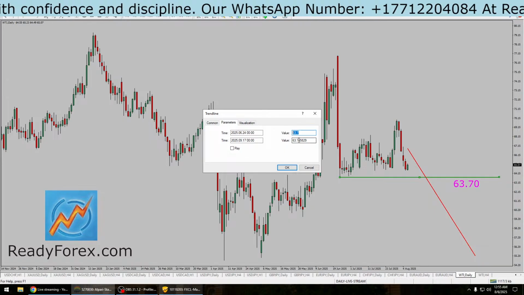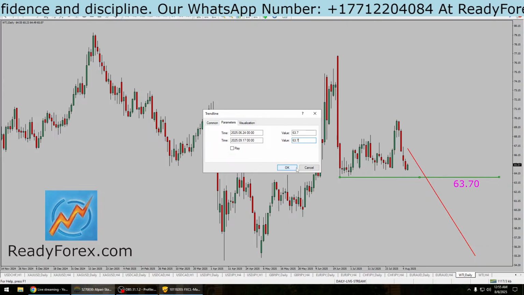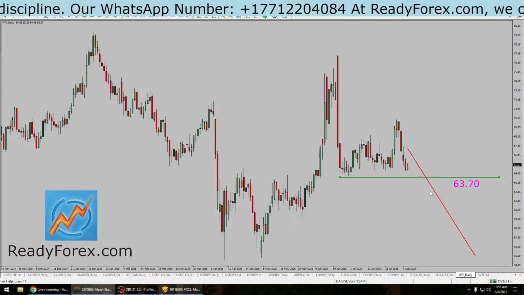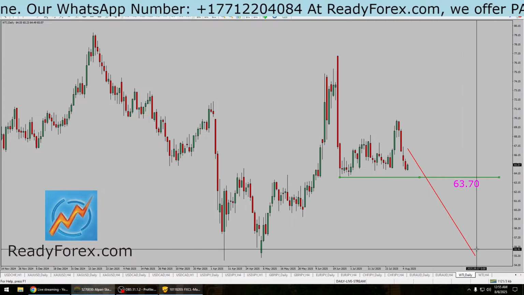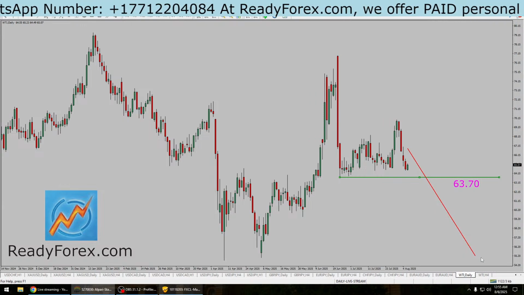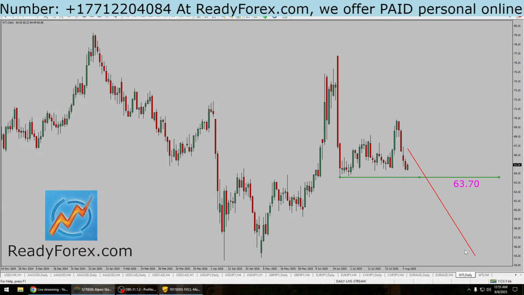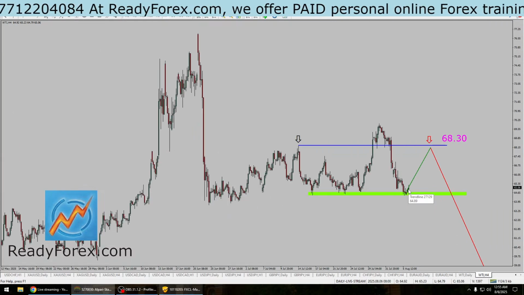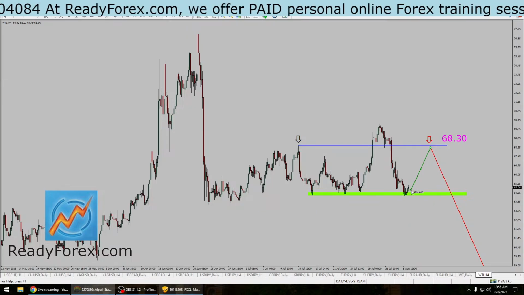So 63.70, that's the support, and a break below this level is obviously going to open the door for further weakness in price action of WTI crude oil. Let me show you a scenario in a 4-hour time frame.